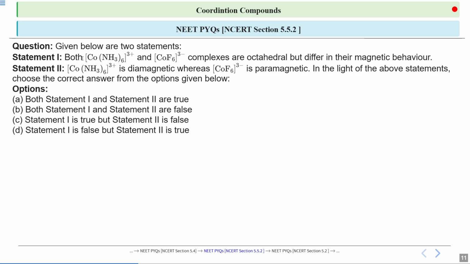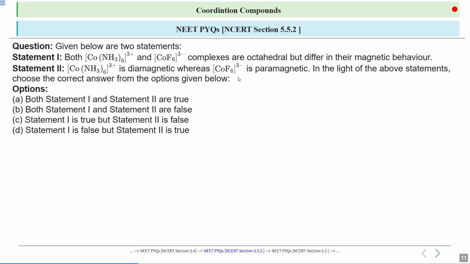Statement 1 says both [Co(NH3)6]3+ and [CoF6]3- complexes are octahedral, but they differ in their magnetic behavior. So statement 1 is saying that in these two complexes the central metal is the same, that is cobalt, but the ligand is different, ammonia and fluoride. These two complexes are both octahedral, but their magnetic behavior is different. Statement 2 is saying that the [Co(NH3)6]3+ complex is diamagnetic, whereas the other complex with the fluoride ligand is a paramagnetic one.